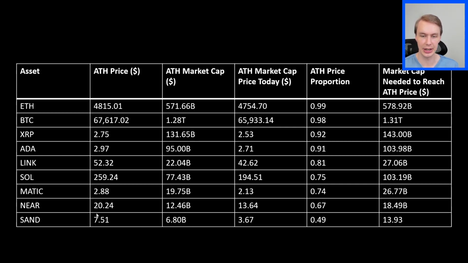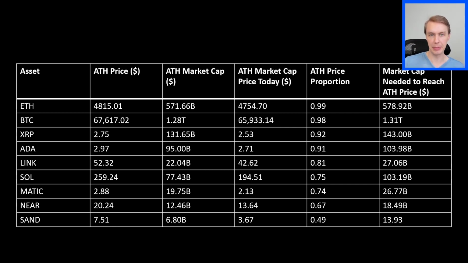As someone who bought SAND at around $7, to understand that for price to get back up to $7, not only would SAND have to get to its all-time high market cap, it would actually have to be a little bit more than double that just to get back up to around the prices that one would have bought it at the beginning.